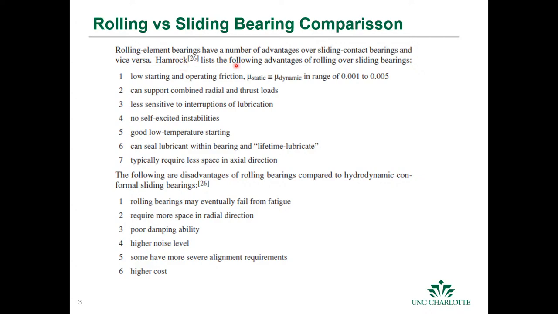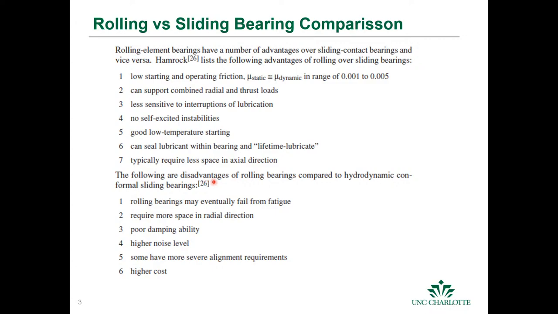So the following are advantages of rolling element bearings, that would be the ball and needle bearings, over sliding contact bearings. With rolling bearings, we have low starting and operating friction, on the order of 0.001 to 0.005. They can support both radial and thrust loads. They're less sensitive to interruptions in lubrication. There are no self-excited instabilities. They're good for low temperature starting. They can seal the lubricant within the bearing for a lifetime lubricate. And they typically require less space in the axial direction.